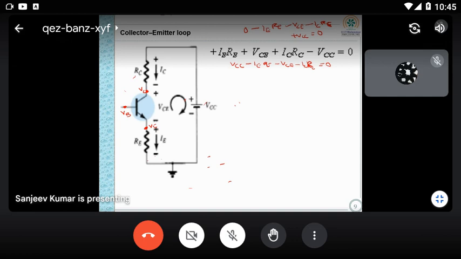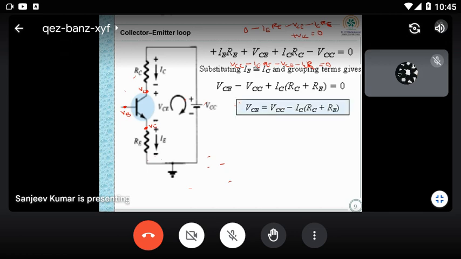Now here you have to consider that IE and IC are two different variables. Because IE is approximately equal to IC, you can write IC instead of IE. Then IC will be common. Then VC equals VCC minus IC into (RC plus RE). So ultimately you will get VC is equal to VCC minus IC into (RC plus RE).